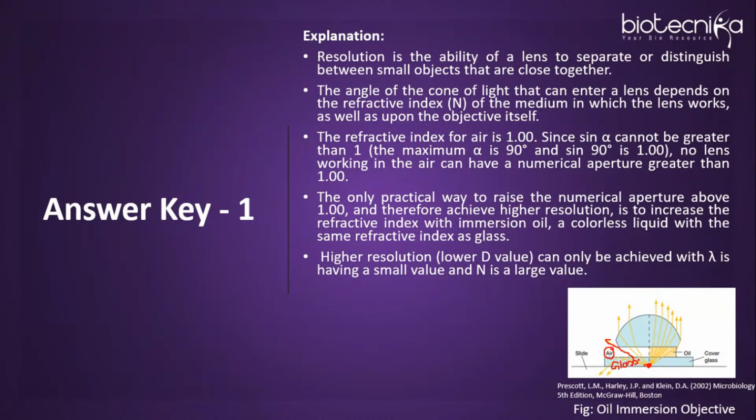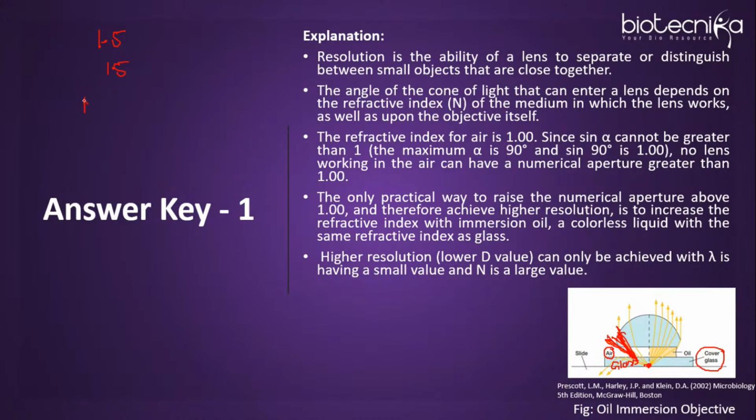But in between, because there is a change in medium from glass to air, some of the light is refracted, bent. Refractive index is the light bending ability of a medium. So here the medium is air, and because of this, the light is lost. So why not change this medium with something which has a similar refractive index to that of glass? Glass has a refractive index of 1.5, and oil also has a refractive index of 1.5, right?